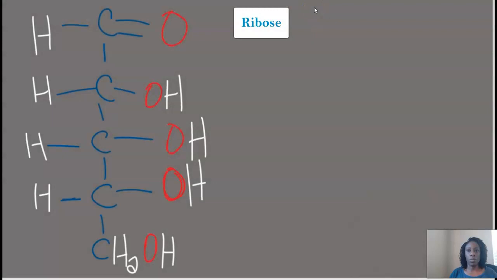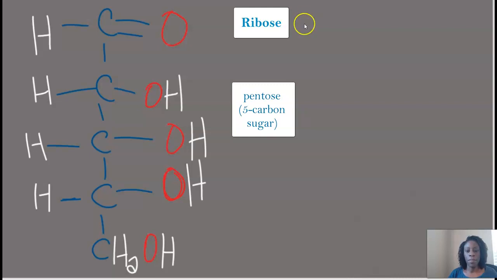Now here I've got ribose. This is a 5-carbon sugar or a pentose, that pent of course being a prefix for 5. So we count our carbons, 1, 2, 3, 4, 5. And let's count the oxygens. We've got 1 here, 2, 3, 4, 5. And then hydrogens, 1, 2, 3, 4, 5, 6, 7, 8. And again, 2 hydrogens here gives us 9, 10.